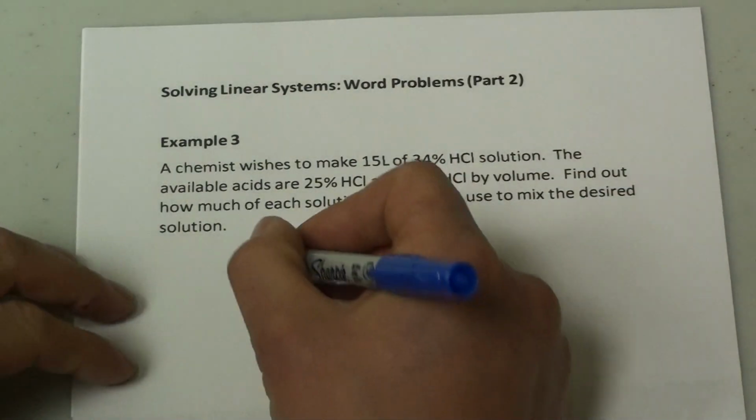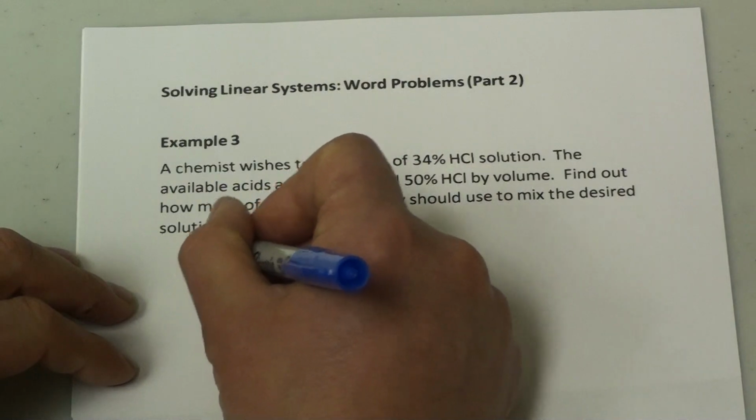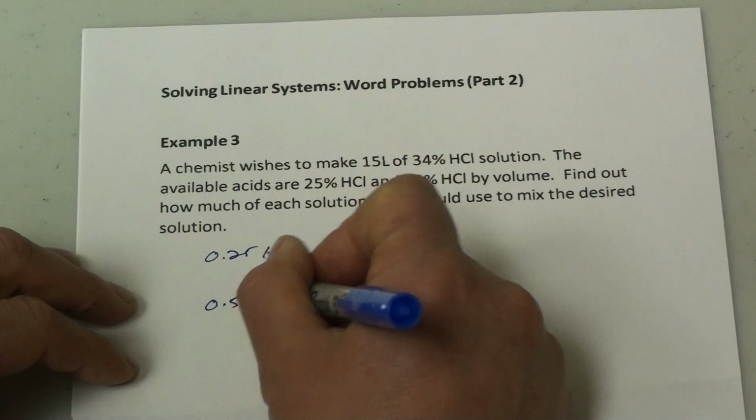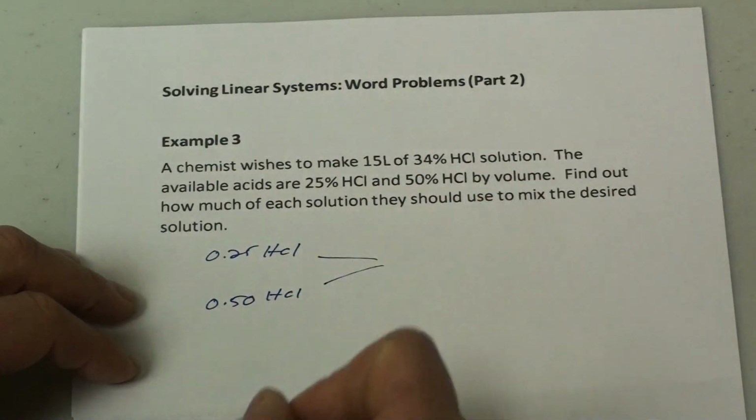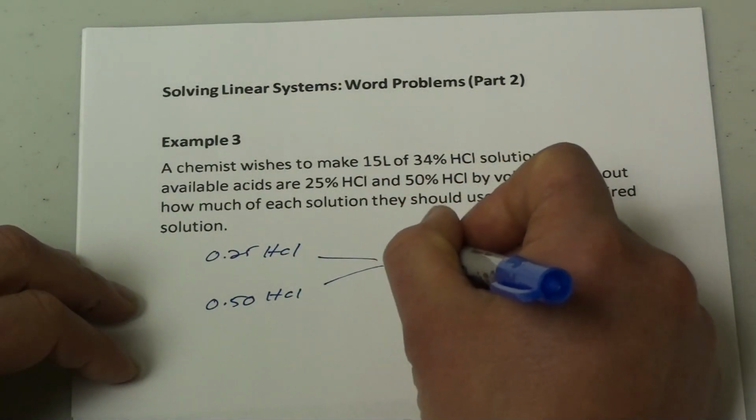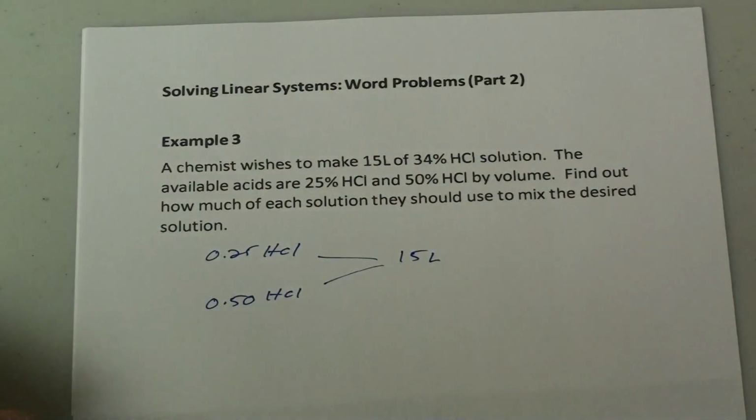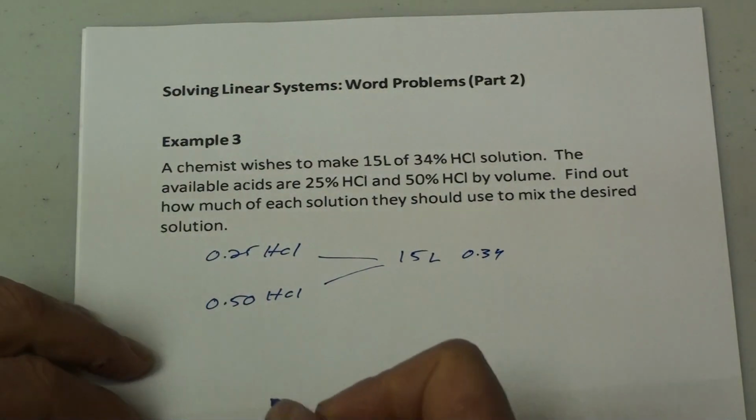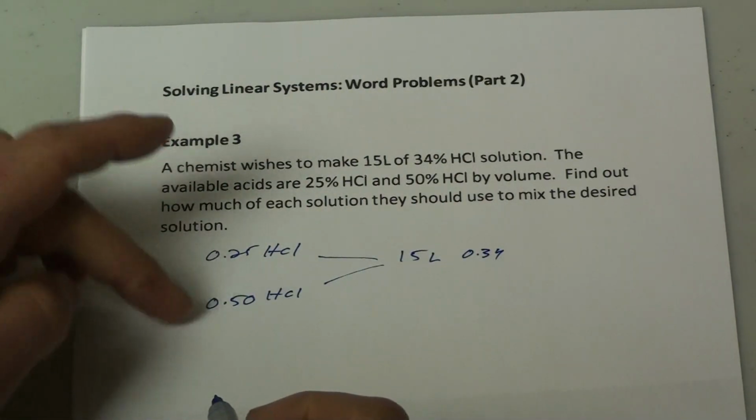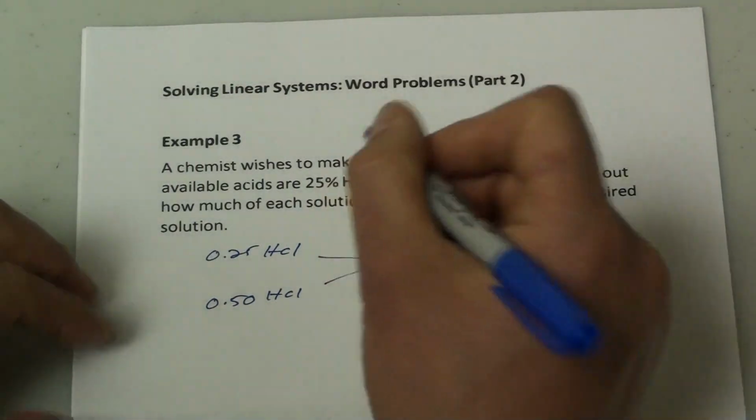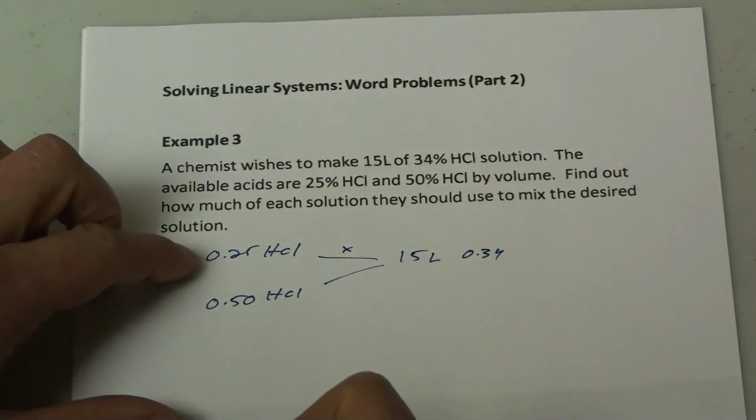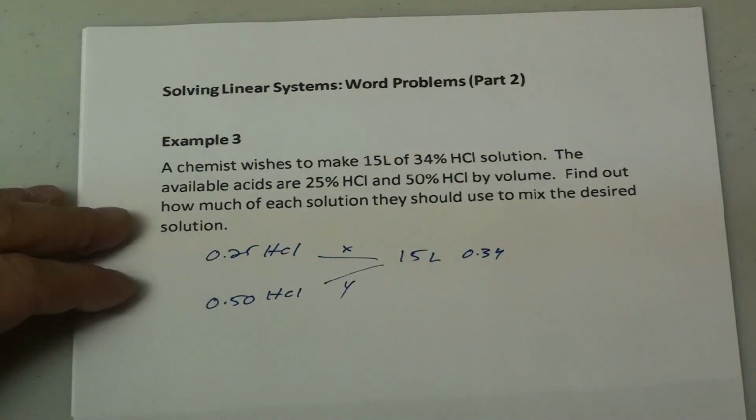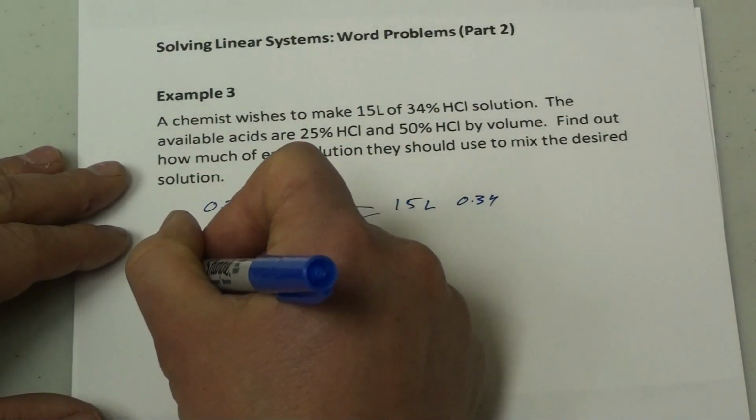Okay, so you have your 2 solutions, the 25% solution and the 50% solution, and you're mixing the 2, and you're going to get 15 liters. Now I don't know how much of each one, 15 liters of the 34% solution. So I don't know how much of each different strength I'm going to have to use. So I'm going to assign letters. I want to have X be the amount of 25% HCl and Y be the amount of 50% HCl required. So I'll do a couple of let statements.